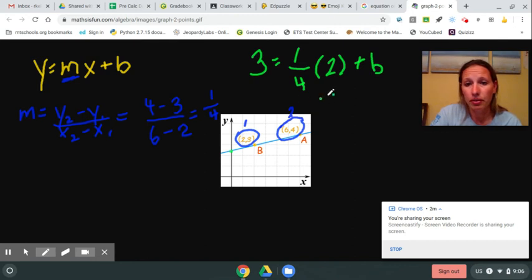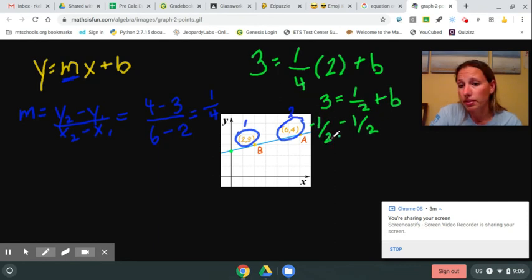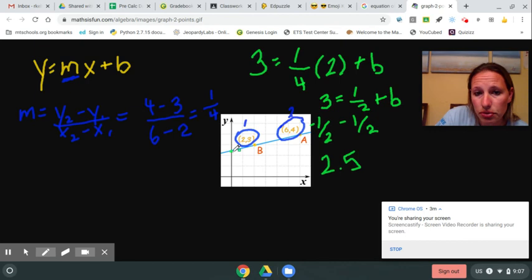So 3 equals 1/4 times 2. 1/4 times 2 is 2/4, which is 1/2. That's plus b. To find b, let's subtract 1/2 from both sides. Okay, so if you just think about what's 3 minus 1/2? 2.5, right? So 3 minus 1/2 is 2.5. So we can call it 2.5, which looks about right. Here's 1, 2, 2.5 equals b.